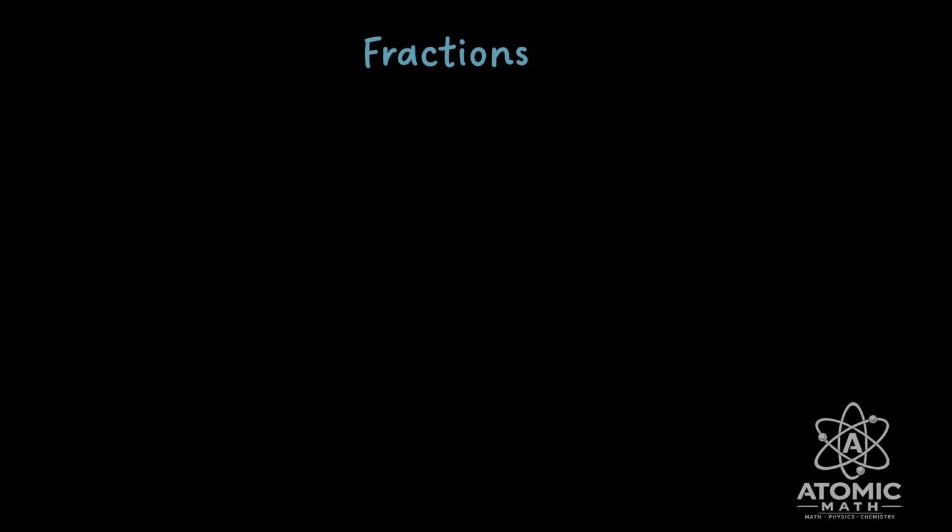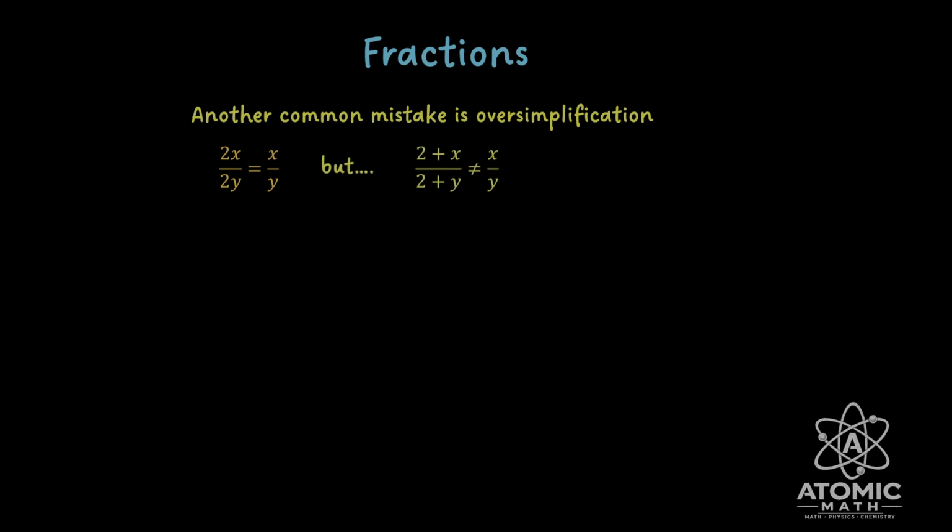Now, let's look at one other common mistake. This is oversimplification. So, in an example like this, we have 2x over 2y. Of course, we can cancel out the 2's and be left with x over y. But what we can't do is this. (2 plus x) over (2 plus y) is not equal to x over y. Again, if it doesn't make sense or you don't see it naturally why that's not true, go ahead and play around with putting some numbers in there and see what happens. But believe me, it is true.